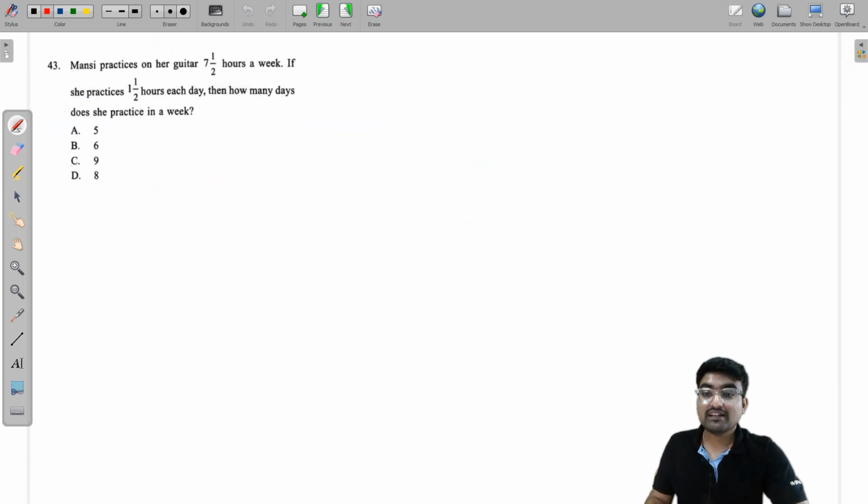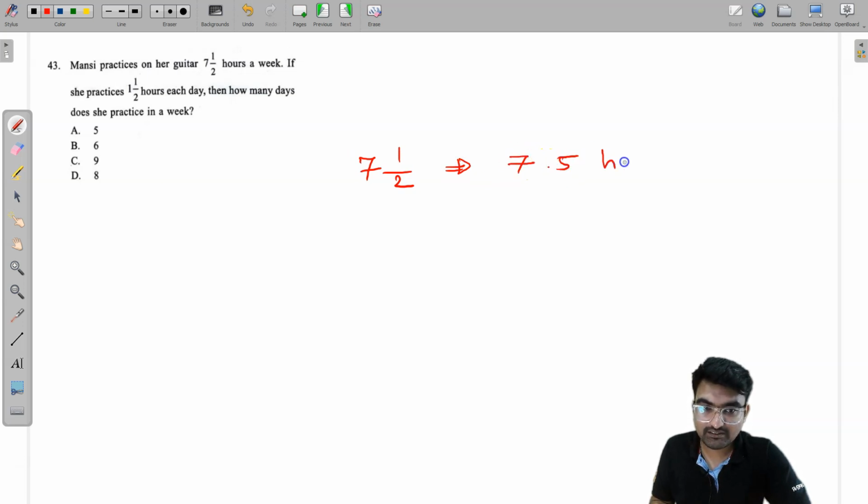Now Mansi practices on her guitar 7.5 hours a week. If she practices 1.5 hours each day, then how many days does she practice in a week? Okay, so we know she practiced for 7.5 hours, correct? That means 7.5 hours in every week and 1.5 hour each day, right?